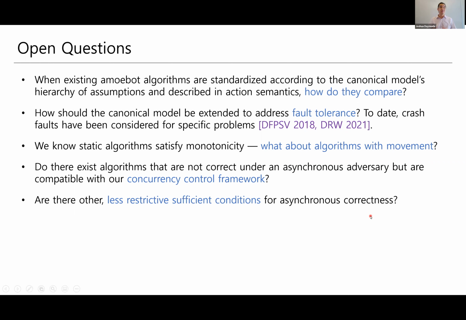And finally, as a big question about concurrency control, are there other less restrictive sufficient conditions for asynchronous correctness? This paper and talk have discussed two complementary sets of sufficient conditions. The first we showed with hexagon formation was about being ambivalent to concurrent executions around you. The second was the set of conventions that gives you compatibility with the concurrency control framework. These are two complementary different pathways, which provide lots of opportunities for algorithm developers to push this forward. But additionally, it would be interesting to try and identify less restrictive sufficient conditions.